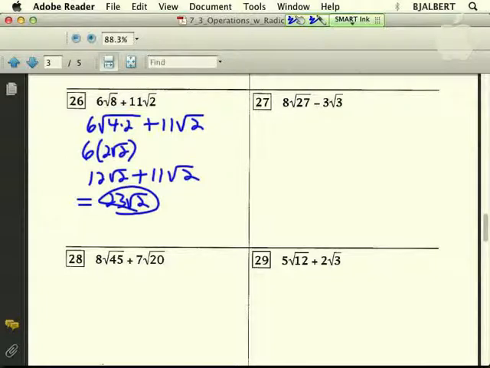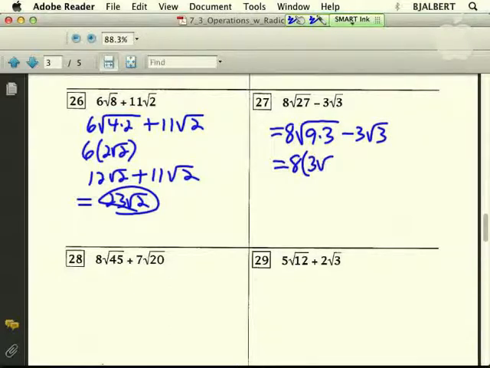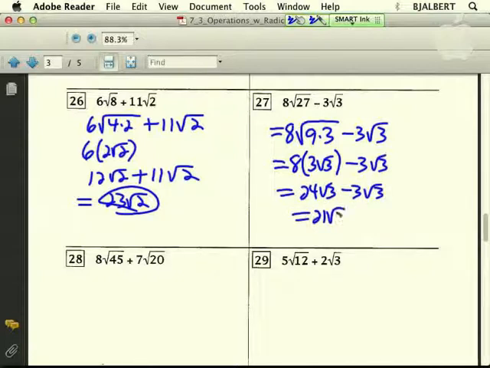27. That's going to be, let's see, 27 you can break up into 9 times 3. So this is going to be 3 square roots of 3. So 24 square roots of 3 minus 3 square roots of 3 is 21 square roots of 3.